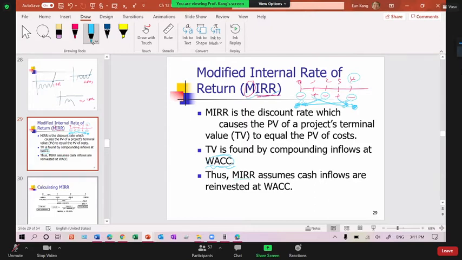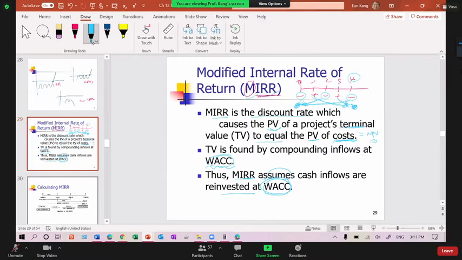So MIRR assumes cash flows are reinvested at WACC. And MIRR is the discount rate which causes the present value of the project's terminal value to equal the present value of cost, right? So that is basically net present value. That means net present value equals 0.